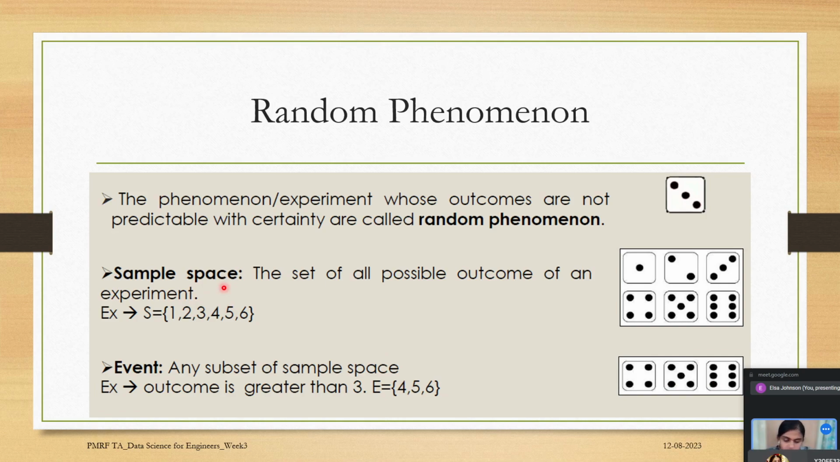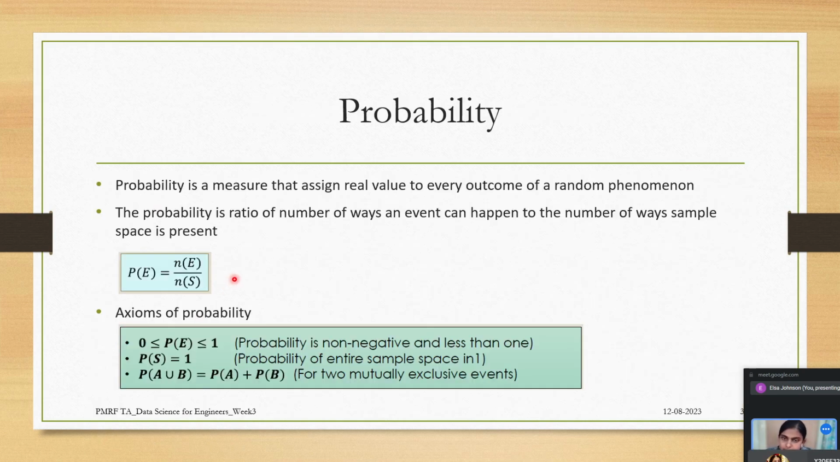Okay. The next thing you have seen is probability. Probability is a measure that assigns a real value to every outcome of a random phenomenon. The probability usually will be a ratio. Now you have seen what an event is and what the sample space is. So you can say that it is the ratio of the number of ways an event can happen to the number of ways the sample space is present.